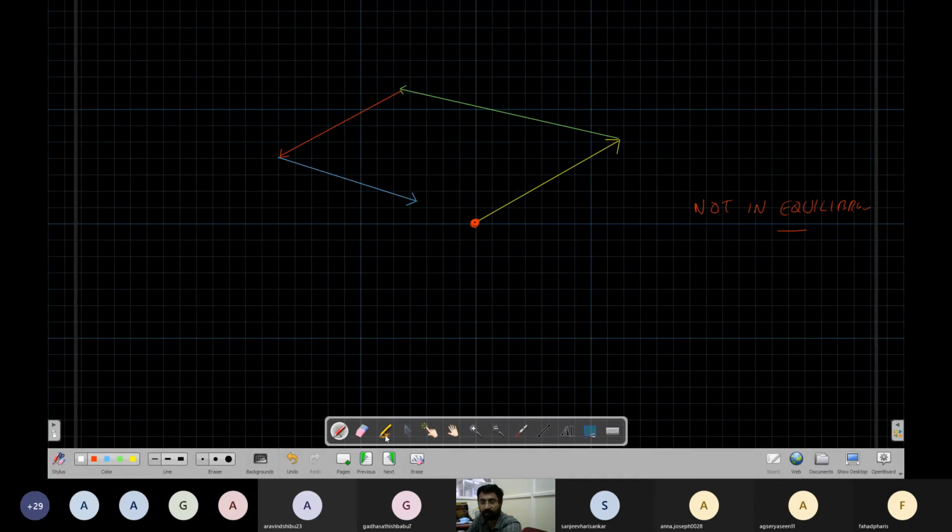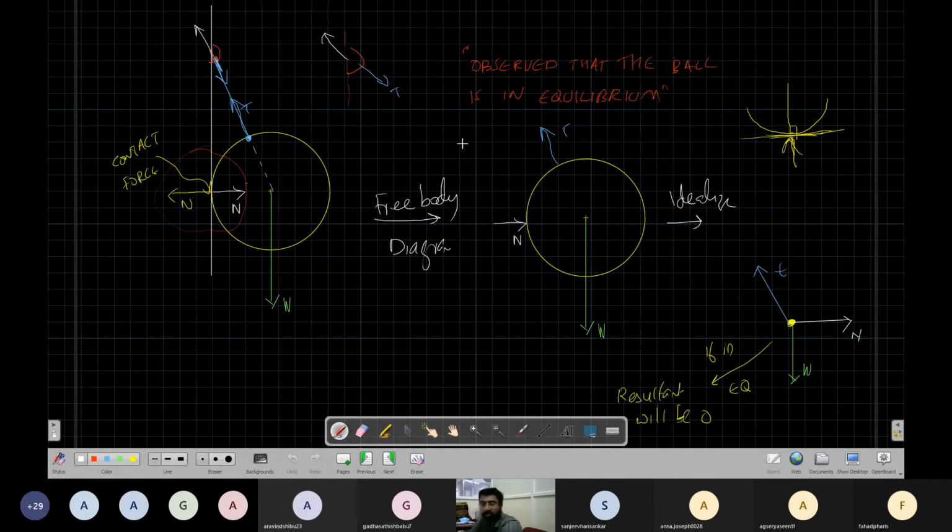So this is the resultant. This resultant has an X component and a Y component. And this is not in equilibrium. It will move in this direction. But this will not. I hope you are getting some connection.